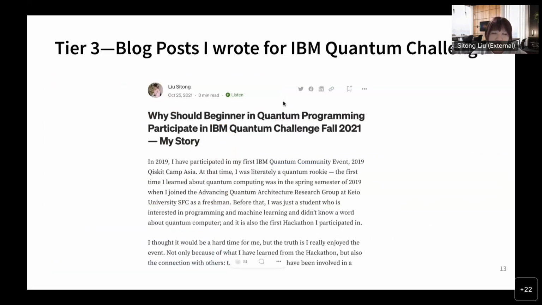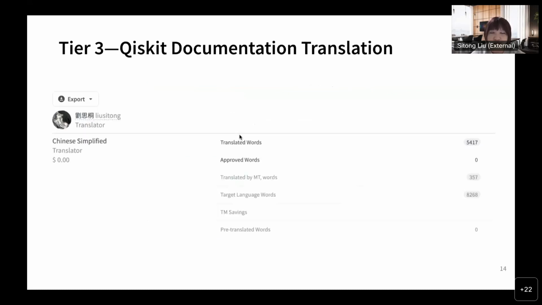And here's another thing I did during my internship. This is the blog post I wrote for the IBM Quantum Challenge. I think writing this kind of article is not as hard as we expected. You can just write it from your own view. I wrote the article about why beginners in quantum computing should participate in the IBM Quantum Challenge event.